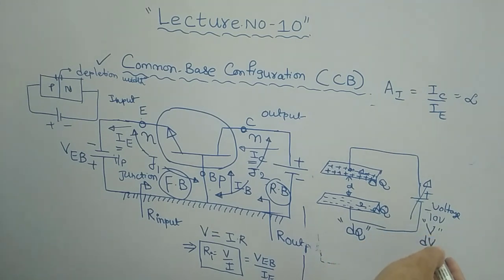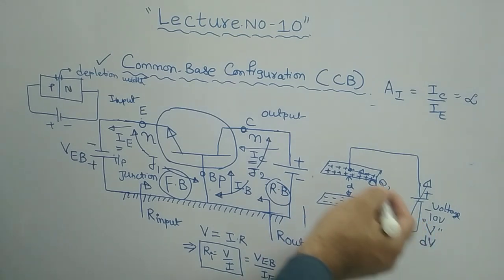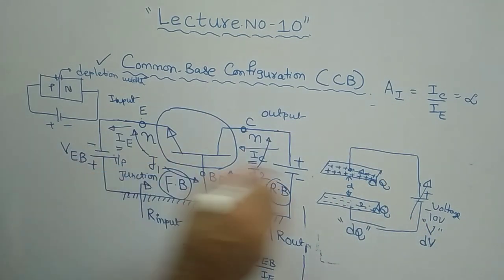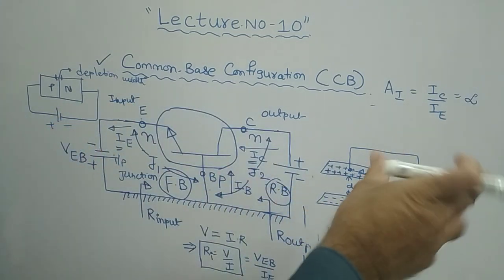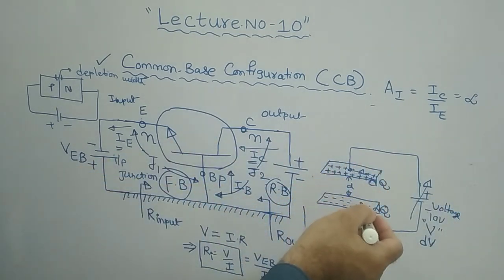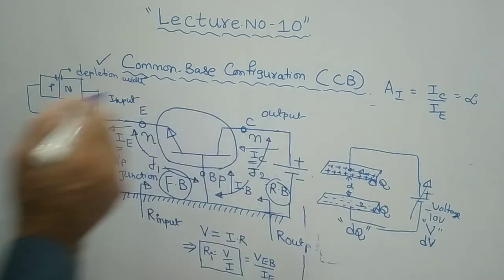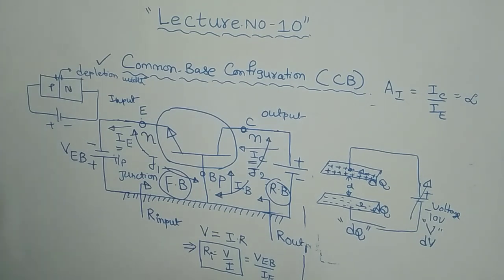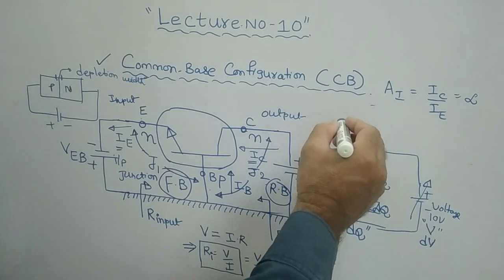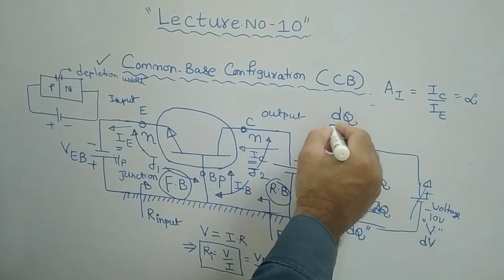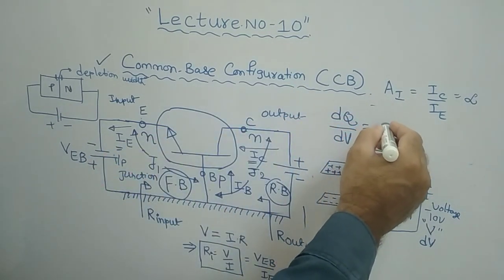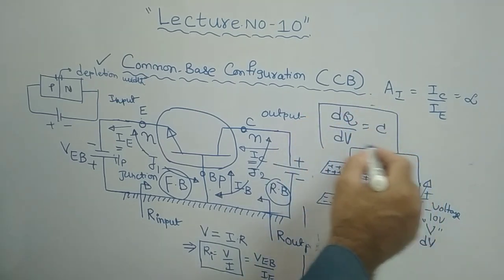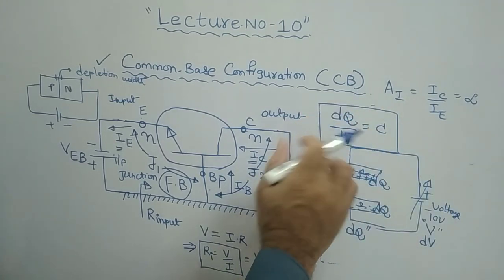That means for a change in dV, you will get a change in charge also. For a change in voltage, you will get a change in charge. That is, dV is proportional to dQ. If you do some small change in the voltage, then you will have a corresponding change in the charge. Now if you take the ratio dQ by dV, this ratio is called the capacitance. That is the actual definition of capacitance.